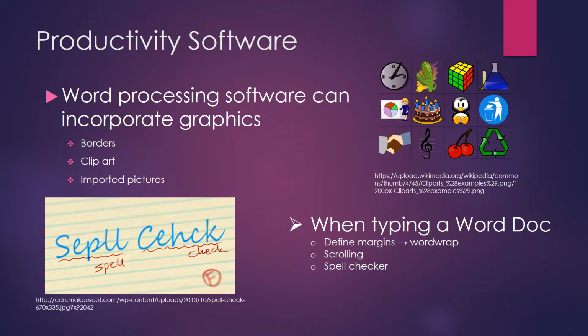Most word processing software also can incorporate graphics. For example, you can enhance your document by adding a border, a decorative line or pattern along one or more edges of a page or graphic. Clip art can also be used, which is a collection of drawings, diagrams, and photographs that can be inserted in other documents. If you want to use clip art not included in your word processing software package, you can import the clip art into a Word document from another source like a website.